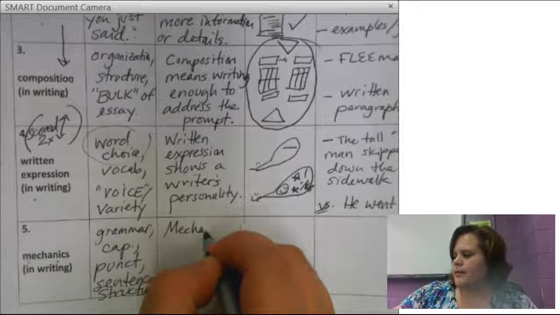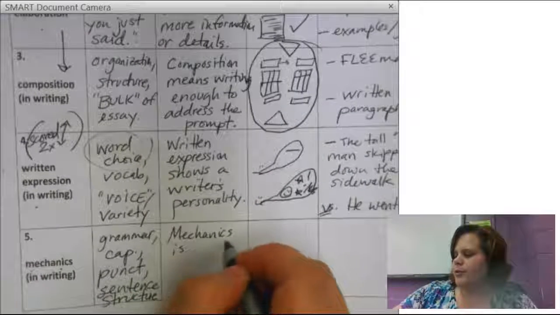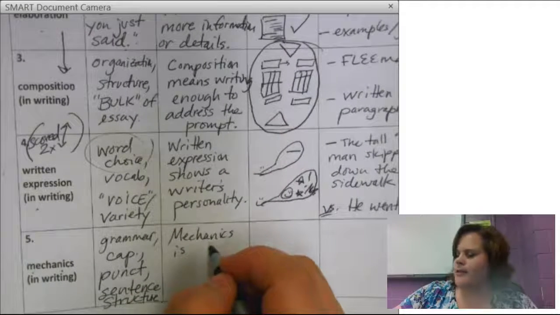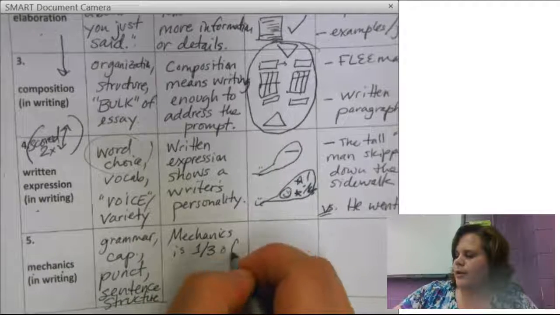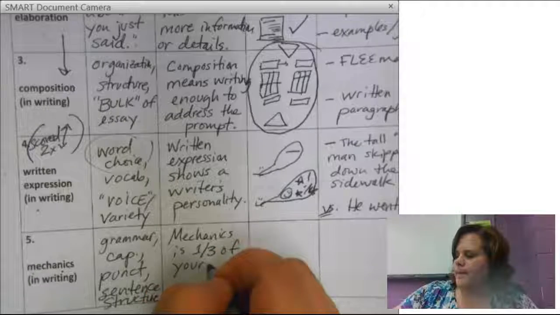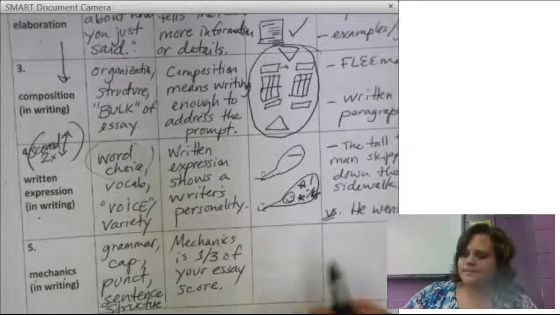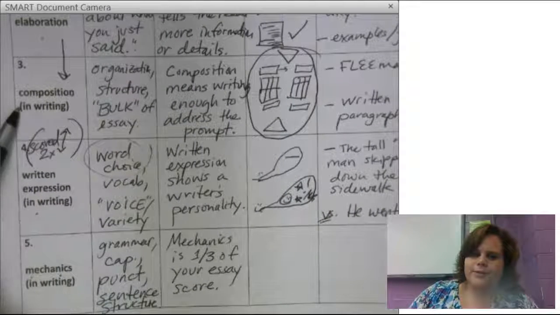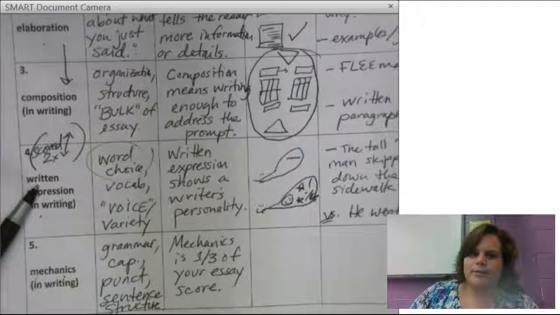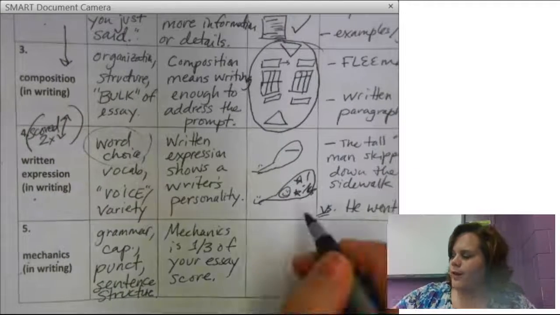Mechanics is, and it's plural because it's like many things that get fixed, so mechanics is 1/3 of your essay score. And that's true. So if it all totals to 12, these two together count twice, plus this one, 1, 2, 3, 4, it counts out of 12.